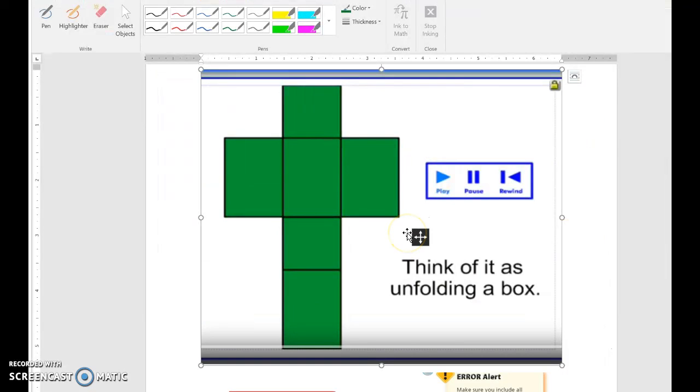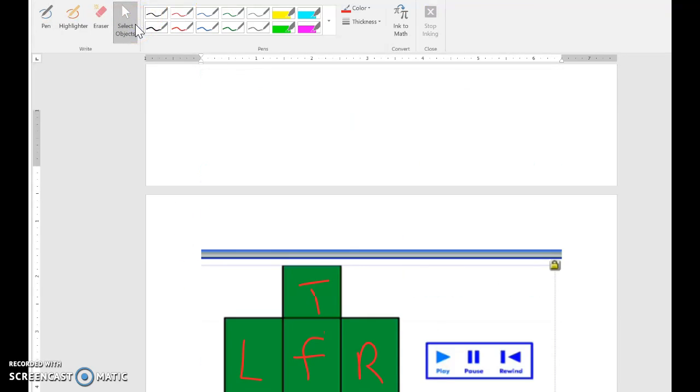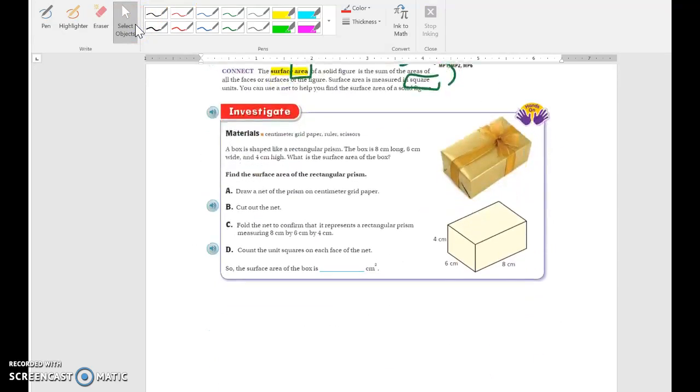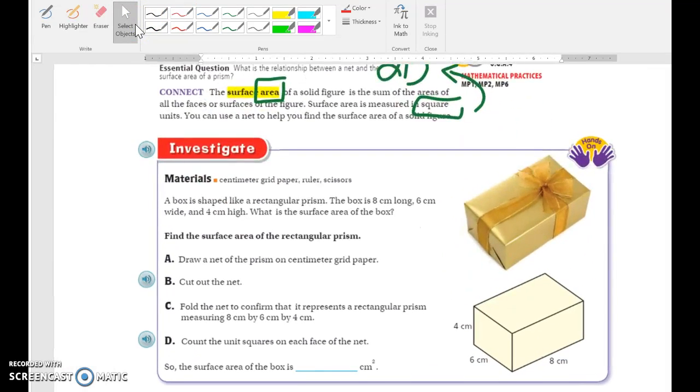Okay, so this is the net that we were looking at in the video. So we got the front and the back. We've got the left side and the right side, and then we've got the bottom and the top. Obviously I know I duplicated some letters, but this idea that we unfolded it. We're going to do another one of these animations just a little later on. But first, let's take a look at the first problem on page 603.